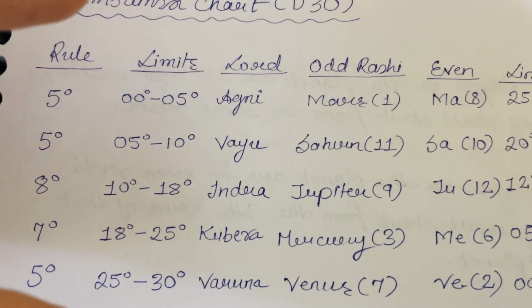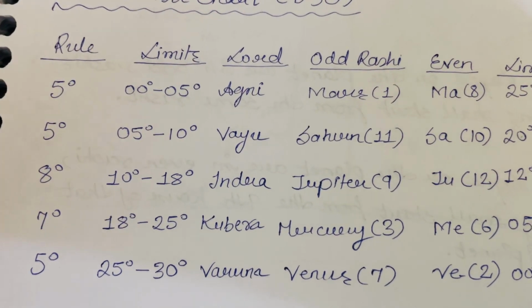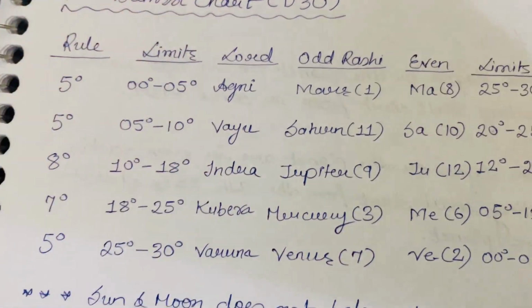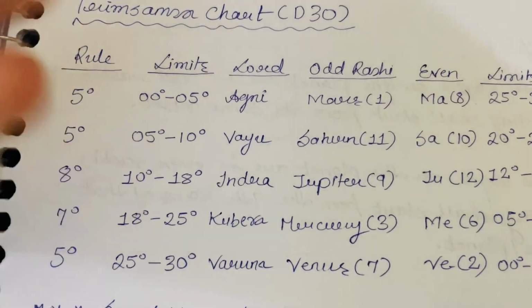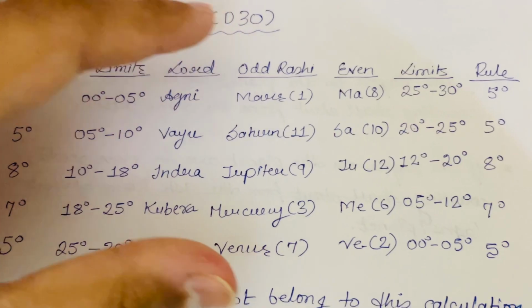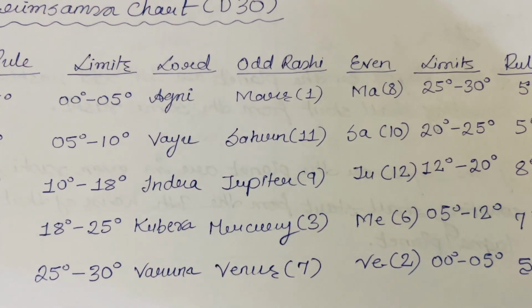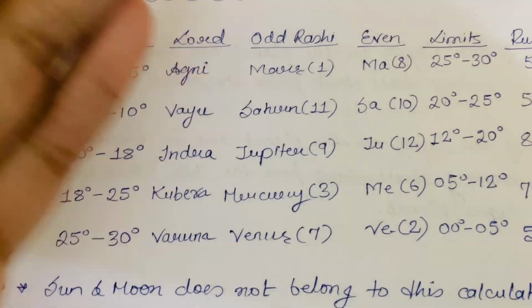The Trimsamsas, the 5 Trimsamsas for the odd Rashis, are now very much complete in front of you. I have explained to you exactly how you will be using it. Don't worry, we are going to cover that just after this. I have explained the table to you. We are going to implement this practically when we create the Trimsamsa chart. You will be able to figure out how to use whatever I'm telling you right now.